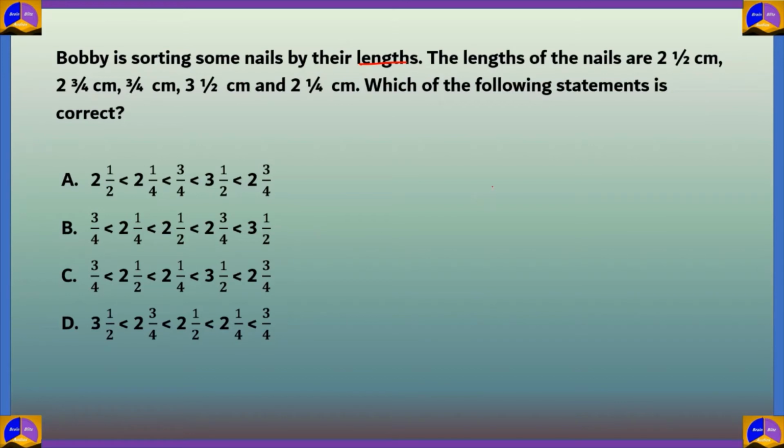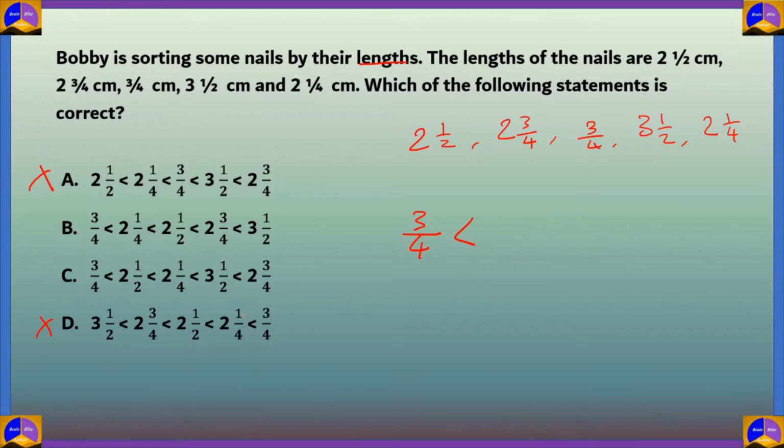Now let's write down the lengths of the nails. So 2 1 by 2, 2 3 by 4, 3 by 4, 3 1 by 2, and 2 1 by 4. First, let's look at the unit digit. Now, the only number with no unit digit is 3 by 4, which is the smallest. The options with 3 by 4 as the smallest are B and C. So option A is incorrect and option D is incorrect.